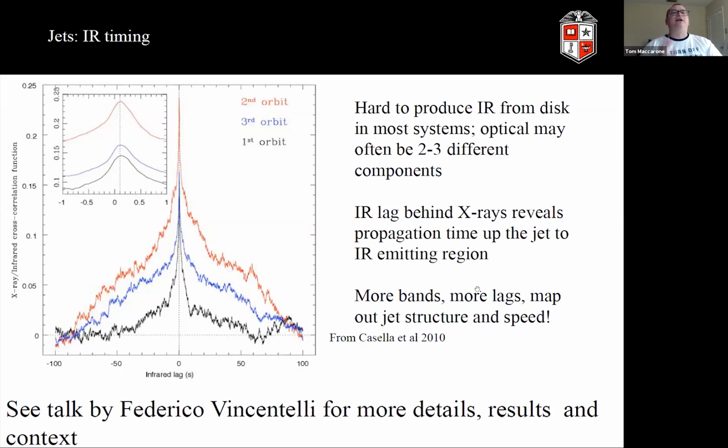And then the idea here is that if you can get more bands going further out into the infrared, you can get more lag measurements. And generally speaking, the jet becomes optically thick somewhere in the near infrared band. So as you go towards the mid-infrared, you're starting to probe regions which are still optically thick, and in the standard Blandford and Königl model are coming from further up the jet. And so the lag should be longer. And by mapping out lag as a function of wavelength and doing that repeatedly for many measurements of the same system, you should be able to really map out the jet structure. And Federico Vincentelli is going to speak later with a lot more detail about this kind of idea.